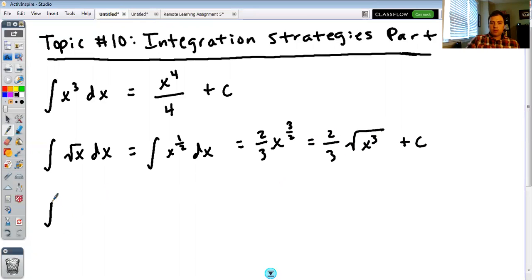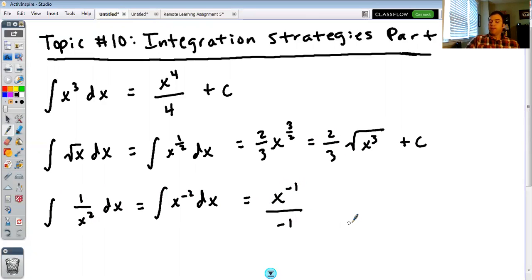Okay, what about powers in the bottom? The same way we did with derivatives. We will rewrite using a negative exponent, and we'll apply the power rule. So we're going to add 1 to the power. That becomes x to the -1. And then we'll divide by that new power the same way, -1. And then simplify. So I'm going to kick the negative to the front and then make this -1/x plus c.